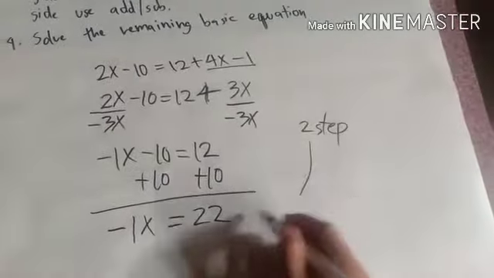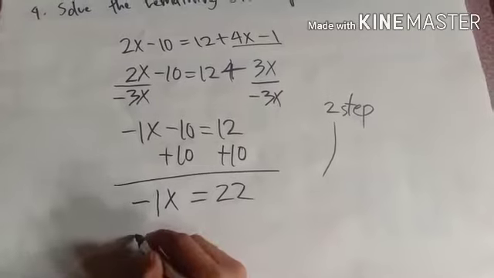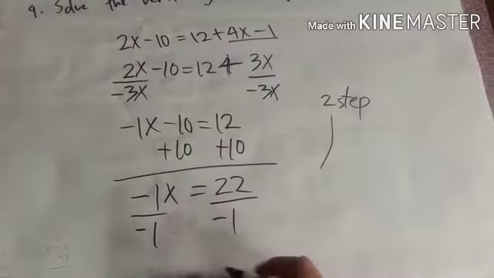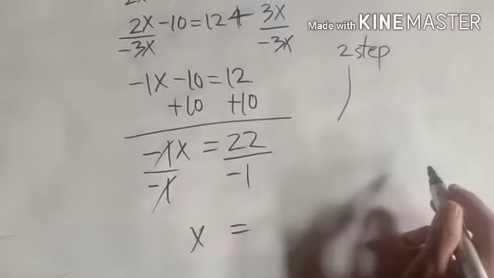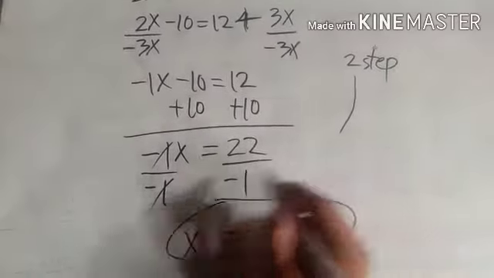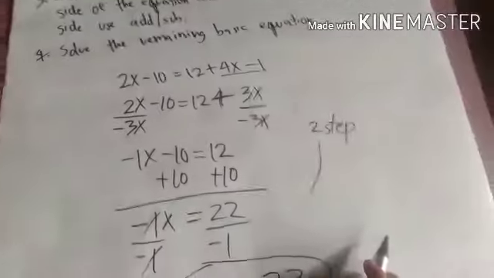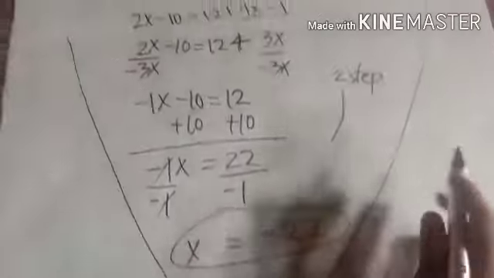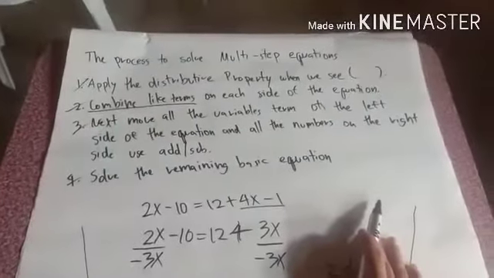Now solve the remaining basic equation. So -1x, divide by -1 and -1, cancel -1, bring down the x equals -22. And now this is the final answer for this equation. It is important to have these general guidelines in solving multi-step equations to be a guide for us to answer this problem and the process of solving multi-step equations. And that's all.